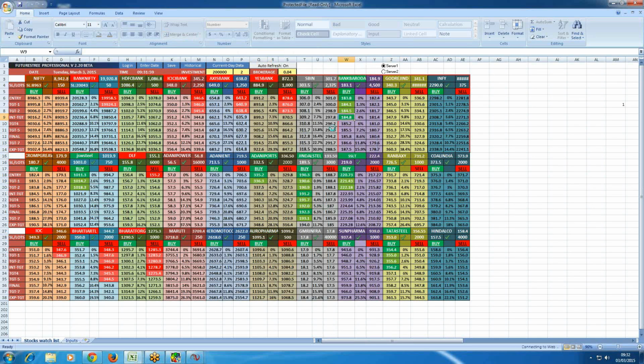So now I know that there is a slight positive change in the PSU banking. So instead of Godrej, I am adding PNB, and in place of Infy, I am just adding ALBK.